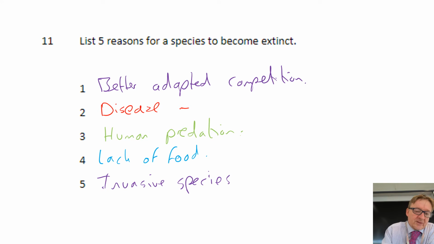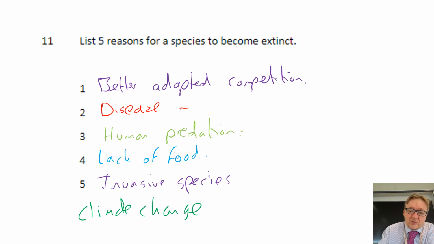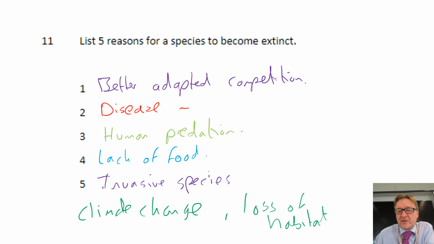There are others as well. You could also have climate change. You could also have loss of habitat. Because humans are so clever, chopping down things like the rainforests, we're destroying species, potentially making them extinct by chopping down the habitats that they live in.